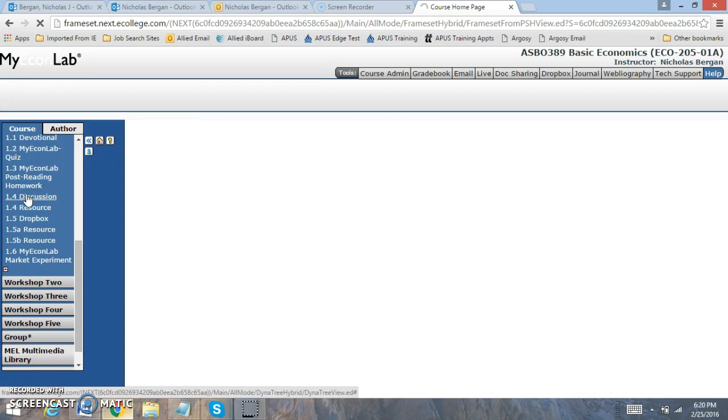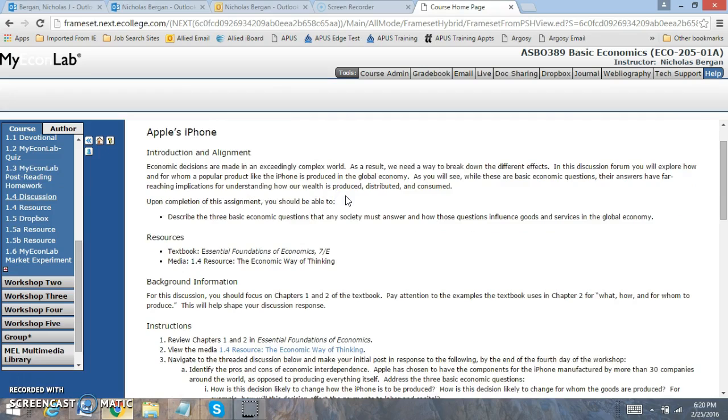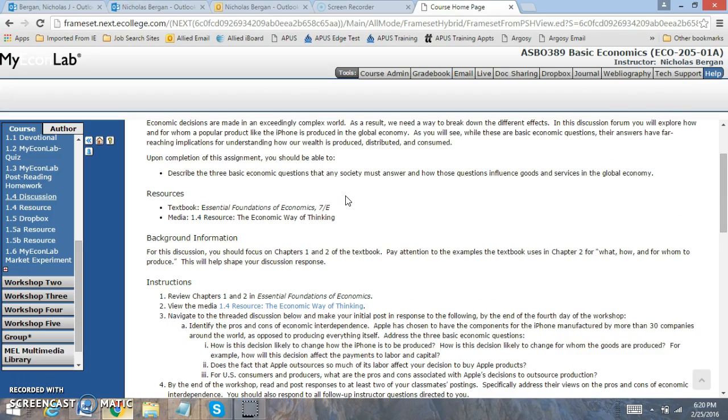So now, with the discussion board, let's review some of the requirements and what would help you to do best on the discussion board. For the discussion board, you should focus on chapter 1 and 2 of your text. You want to look at the 3 basic economic questions. The 3 basic economic questions are: what goods and services should be produced, for whom should they be produced, and how should they be produced? You want to answer those specific questions in a global economy.